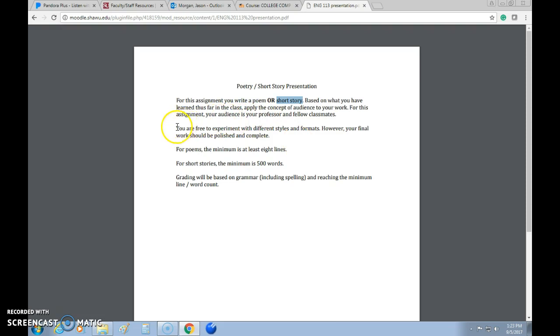Now, for either one, you can feel free to experiment with styles and formats. Just make sure you're complete. For poems, minimum 8 lines. For short stories, minimum 500 words. So that's the goal there. Again, one or the other. Basically, you get graded on grammar and spelling and word count.